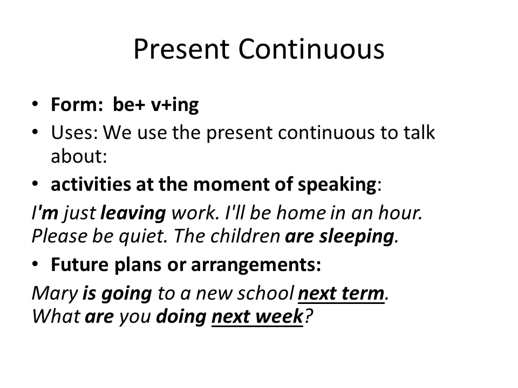The second thing is the present continuous. The form is the verb be, and we add to the verb be a verb with ing. And by be we mean, for example, am, is, are. The present continuous is used for different purposes. Number one, describing activities at the moment of speaking. Like this: I'm just leaving work. I'll be home in an hour. Please be quiet. The children are sleeping.